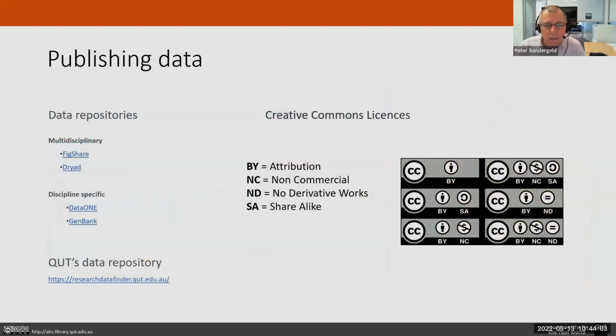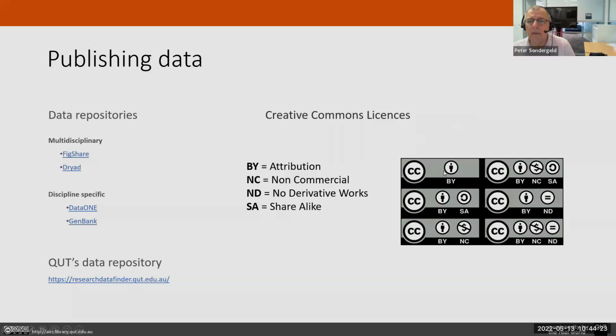So I've mentioned before publishing the data. This slide has an indication of the different kinds of Creative Commons licenses that are available to use. There are essentially these 4 different characteristics that you can combine as required.